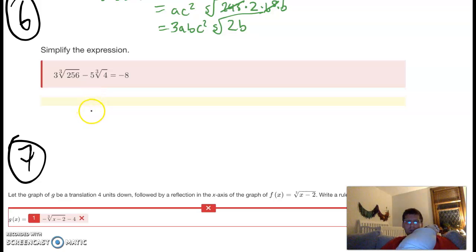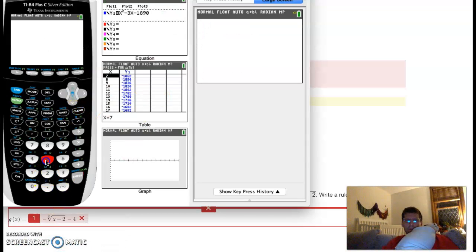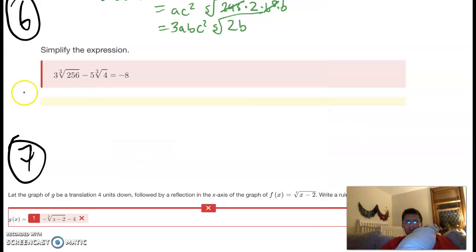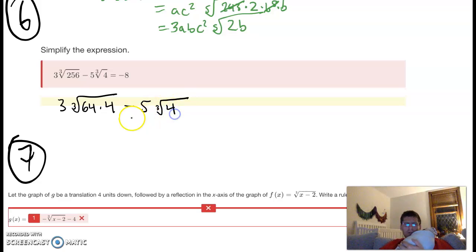256 over 4 is actually, let's see, 256 divided by 4 is indeed 64. 64 is actually 4 cubed, so check it out. 3 cube root of 64 times 4 minus 5 times the cube root of 4. Watch what happens.